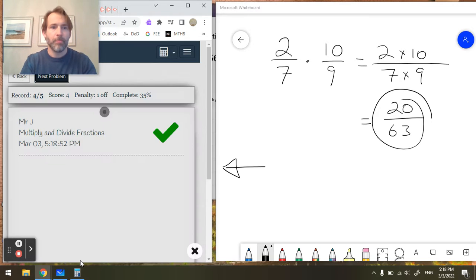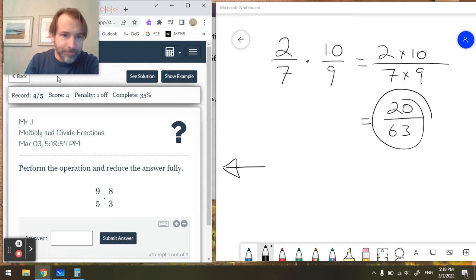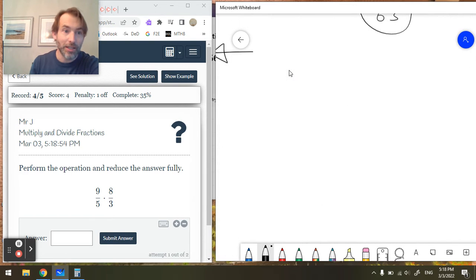Okay, let's do one more. 9 over 5 times 8 over 3. Well, I'm going to have to dig to get it to give me a division question. But this one is 72 on the top over 15. But 9 and 3 share a factor, so I can cancel those.